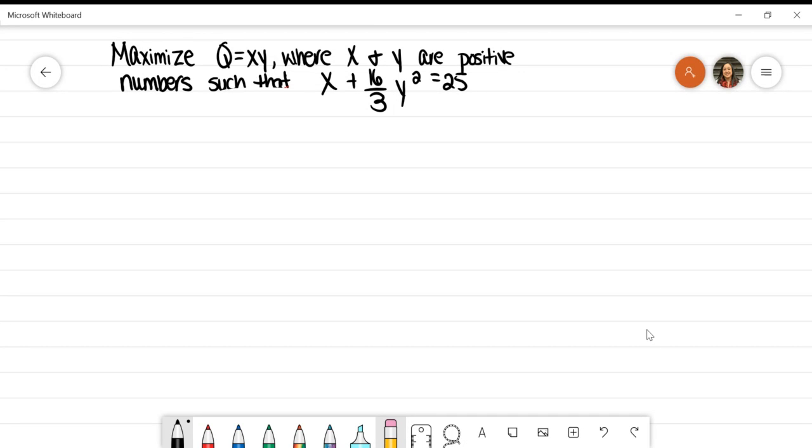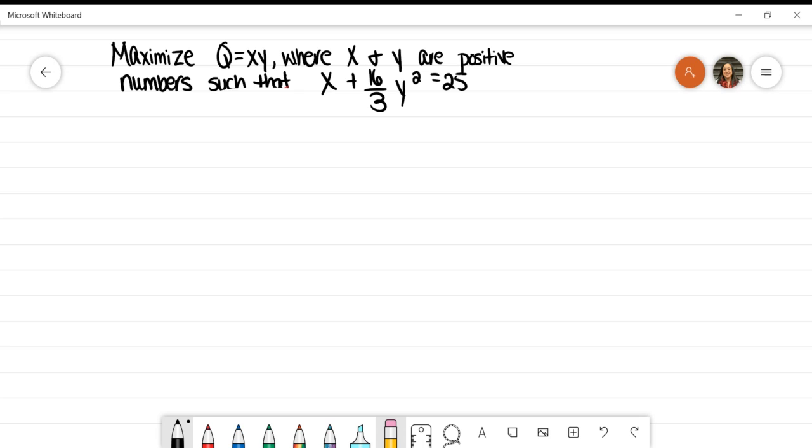All right, guys, so we have this problem where it's asking us to maximize a function. This particular problem says maximize q, where x and y are positive numbers, such that x plus 16/3 y squared is equal to 25. Okay, so here's the thing.